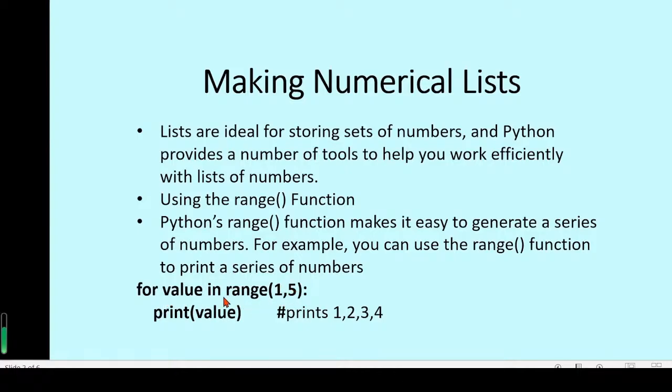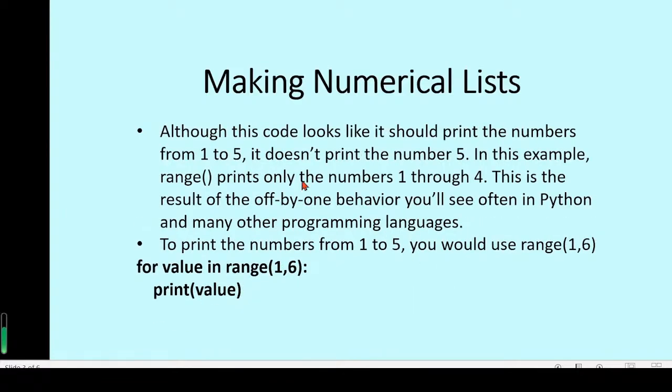Then for each value, 1 to 4 will print out. So although this code looks like it should print the numbers from 1 to 5, it doesn't print the number 5. In this example, range prints only the numbers 1 through 4. This is the result of off-by-1 behavior you will see often in Python and many other programming languages. So if you want to print the numbers from 1 to 5, you would use range(1, 6).